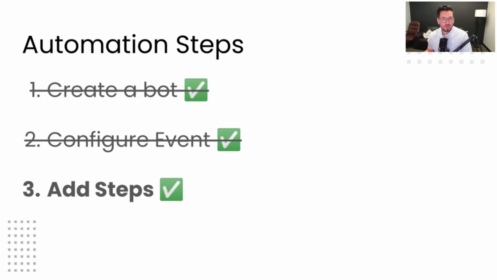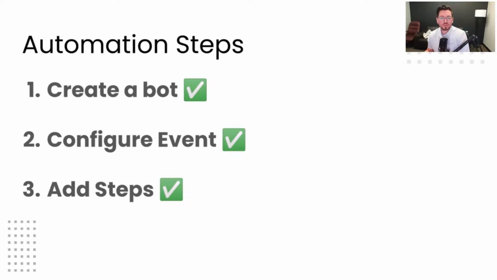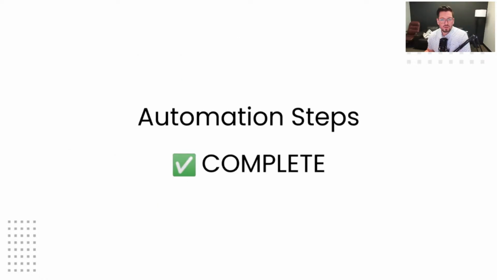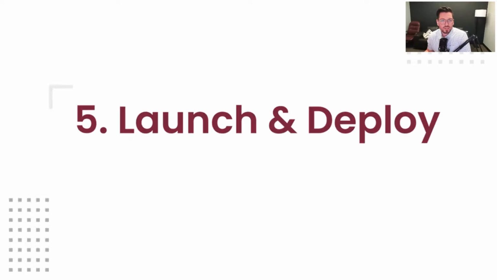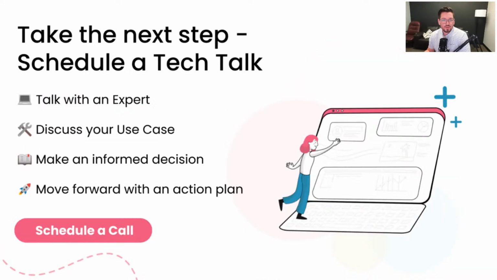All right, so that's going to wrap it up. Let's go ahead and do a quick review, and we'll talk about our automation steps. So we learned how to create a bot today, configure that event, and then add the steps at the very end. And we also did some more customization there. So automation steps are complete. Tomorrow we're going to talk about launching and deploying AppSheet apps, so y'all can look forward to that one. So a quick review, talked about automation tutorials for AppSheet, got some real-time engagement for you guys, and then tomorrow's test and deploy tutorial for AppSheet. So be sure to stick around for that.